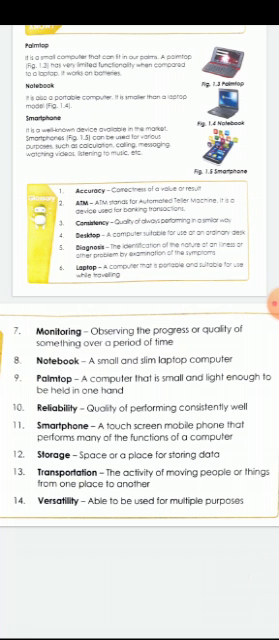Smartphone. A touch screen mobile phone that performs many of the functions of a computer. It is a touch screen one. By touching the screen, we are able to work with it, and it will serve the purpose of a computer as well. Next, storage. Space or a place for storing data. Some space given for storing data is called storage.